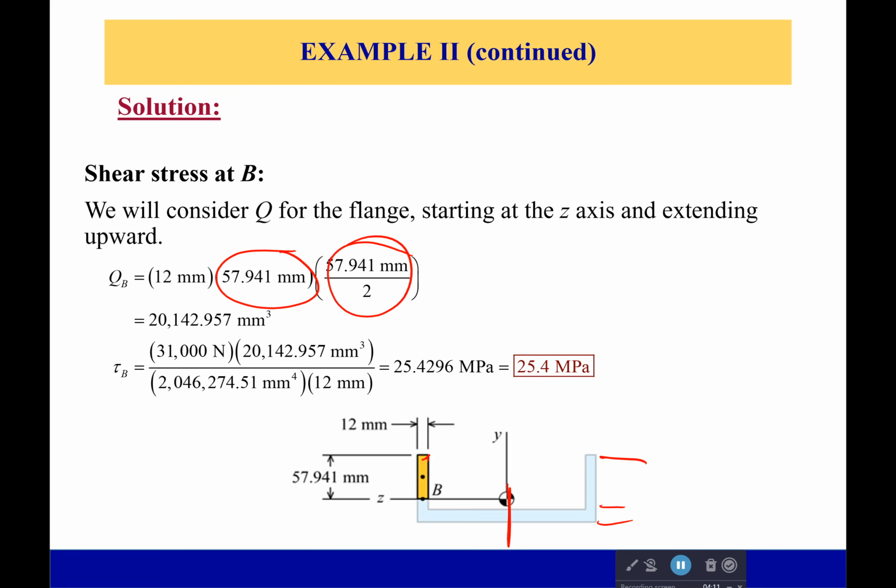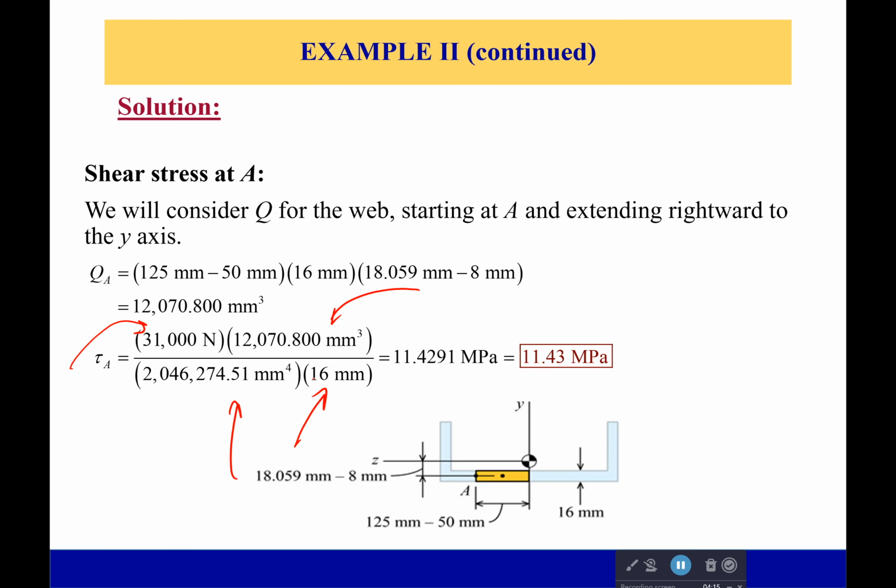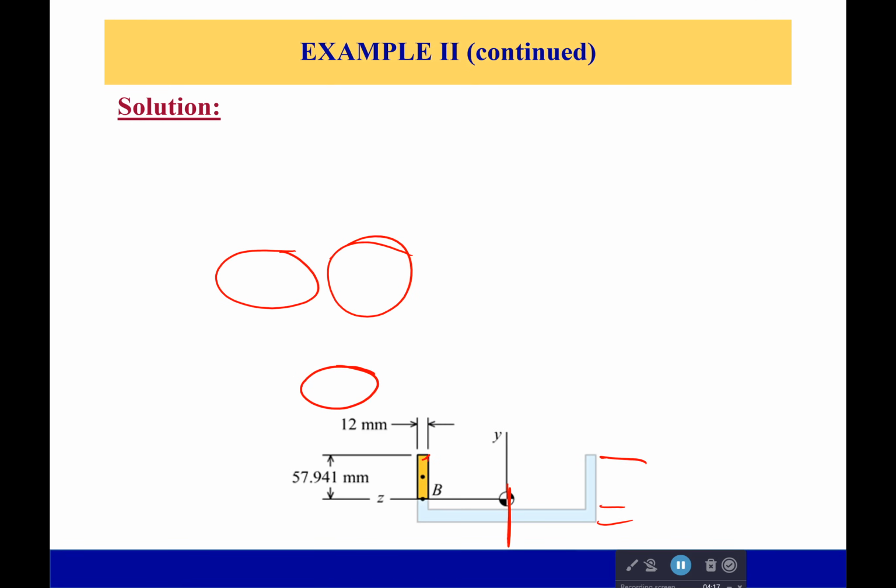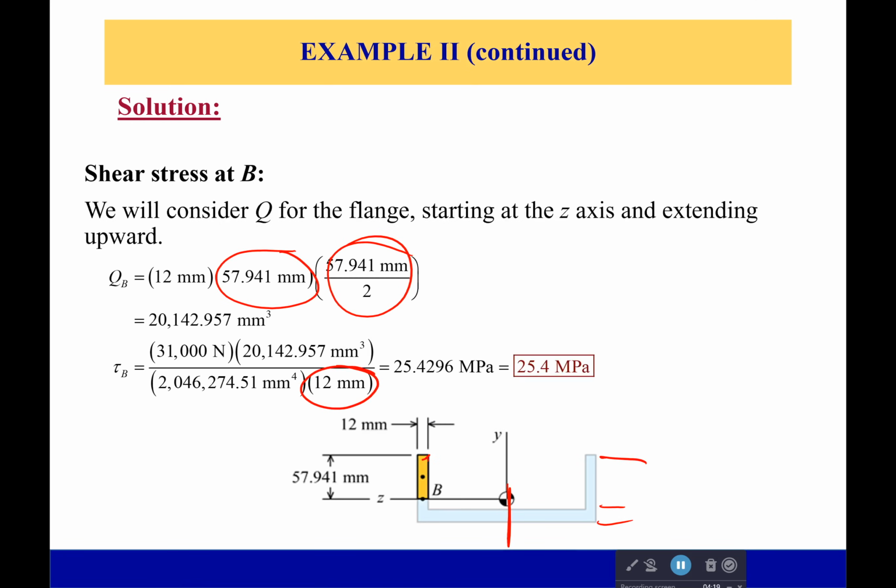And once again, we just plug everything in, being very careful to use the correct thickness. So remember last time, it was 16 millimeters. That was for the bottom. For the sides, it is 12. Little details like that are what sink you in these kinds of problems. And we're done.